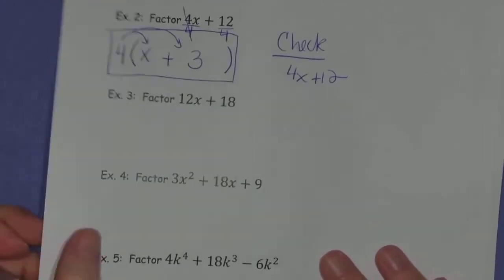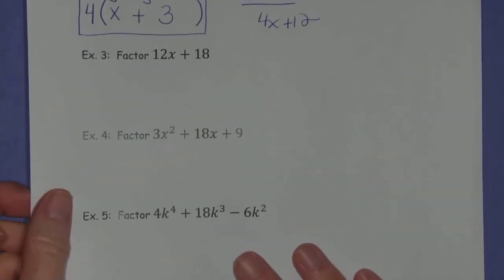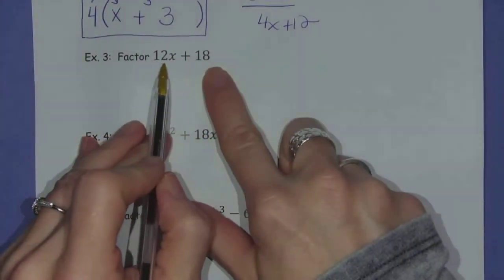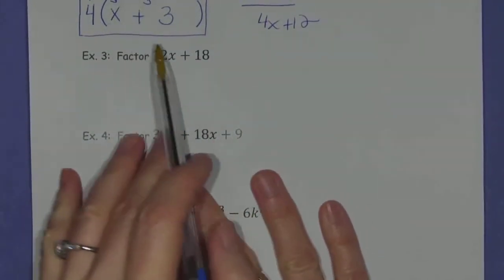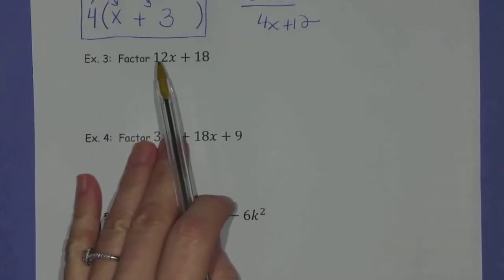Okay, example 3, we're cruising by the GCF. Factor 12x plus 18. Again, no x on the 18, so let's just look at the 12 and the 18. What's the biggest number that divides into both 12 and 18? 6.